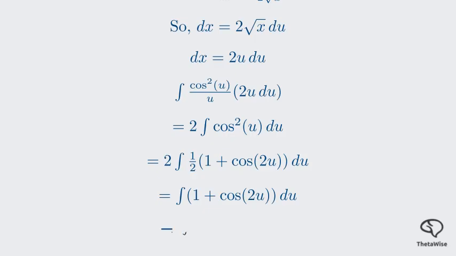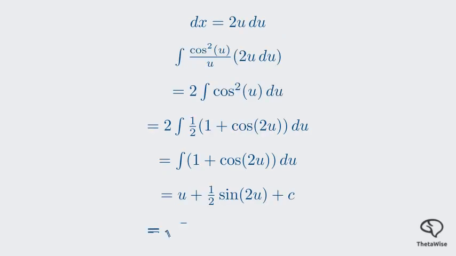Now we integrate term by term. The integral of 1 is u. The integral of cosine 2u is sine 2u over 2. So we have u plus sine 2u over 2 plus c. The last step is to substitute back the original variable, x, replacing u with the square root of x. Our final answer is the square root of x plus 1/2 sine of 2 times the square root of x plus c. Verified using memo.